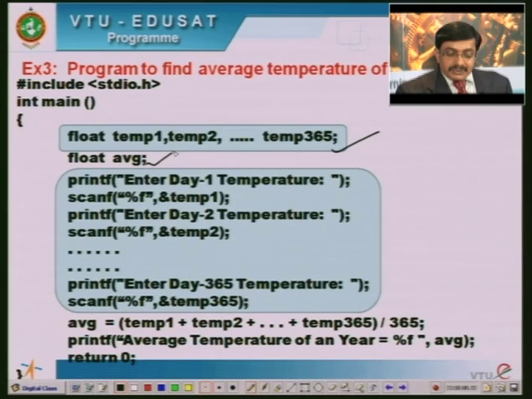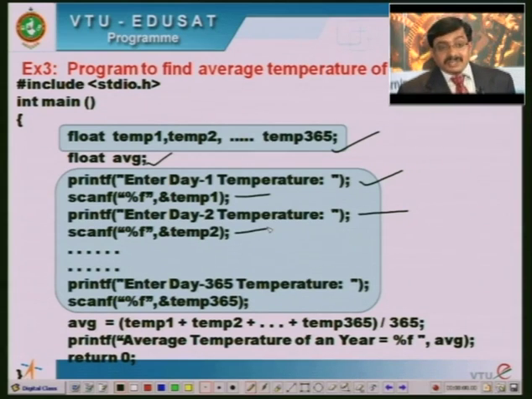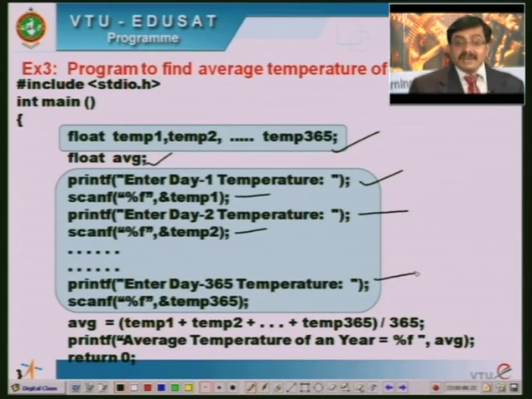Then we use printf "Enter day 1 temperature", and read the day 1 temperature, and then we have a printf statement for day 2 temperature, and similarly a scanf statement to read the day 2 temperature, and so on. Here also the dot dot dot doesn't mean that the program works just like that. We have to use 365 different printf statements, and similarly 365 different scanf statements. In the last printf statement, I will be using "Enter day 365 temperature", and then I will read it with scanf %f ampersand temp365.